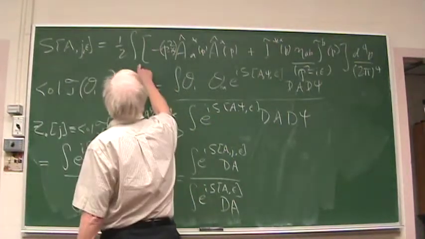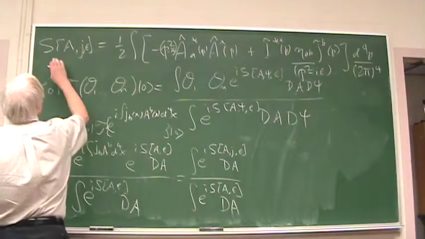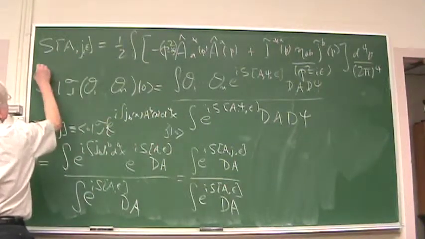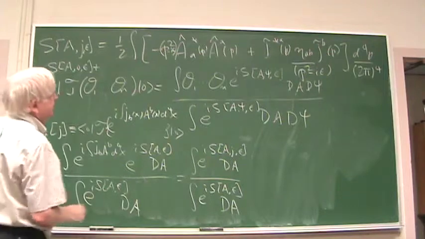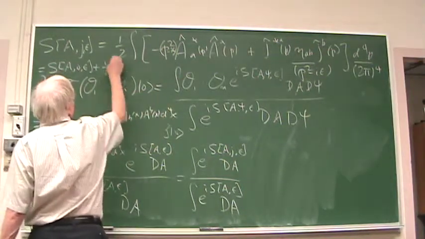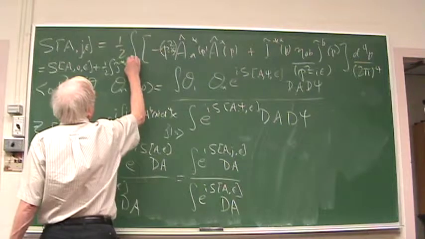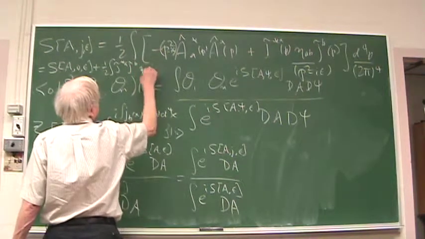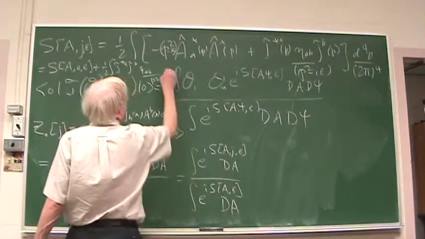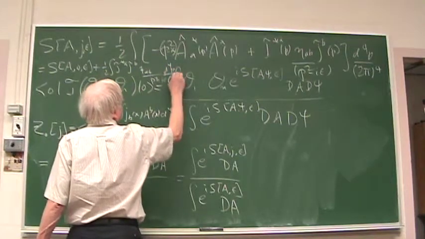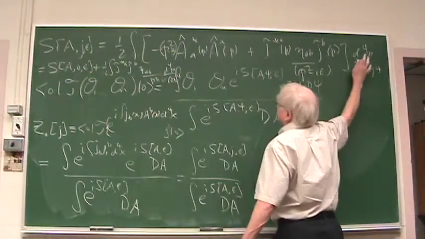And what we showed up here, and I stupidly didn't write it down, is that S of A and J and epsilon is equal to S of A and zero and epsilon plus that last term, which is a half integral J tilde star A J tilde B A to A B over p squared minus i epsilon d4p over 2 pi to the 4. In other words, S of A, J, epsilon is S of A, 0, epsilon plus this term.